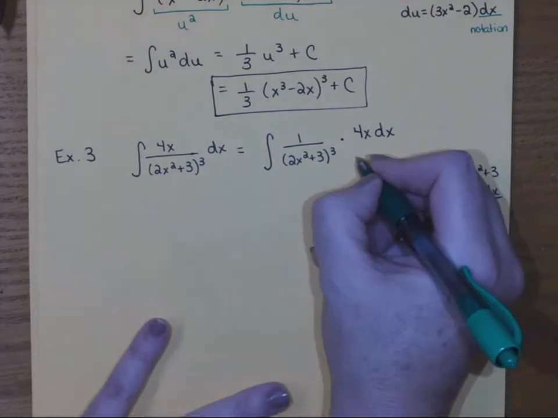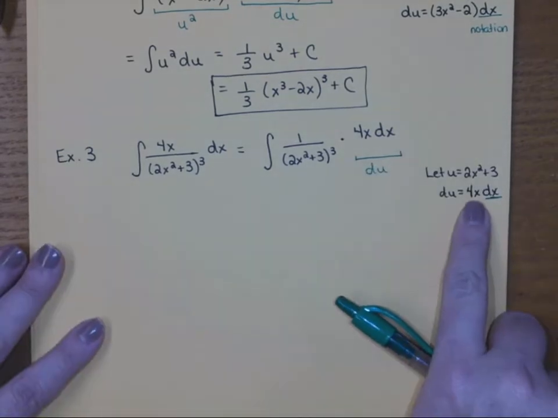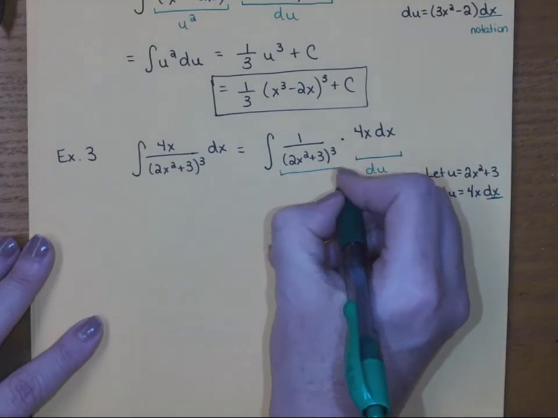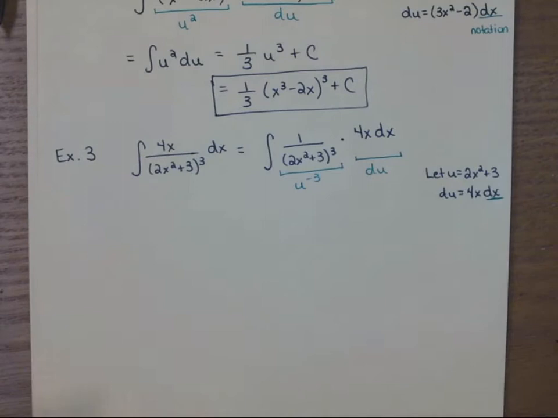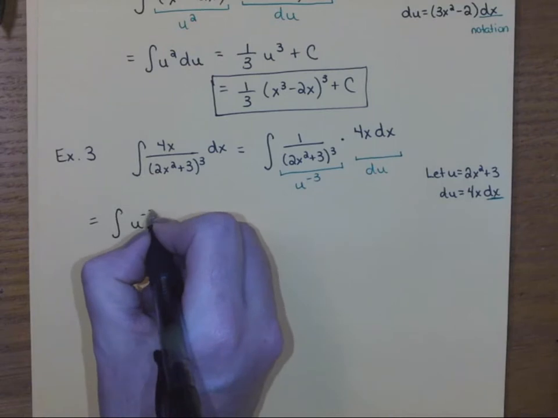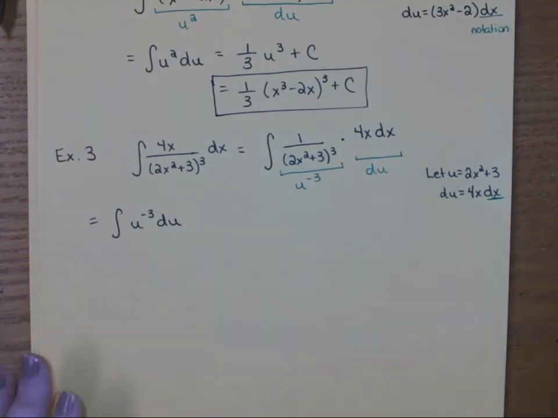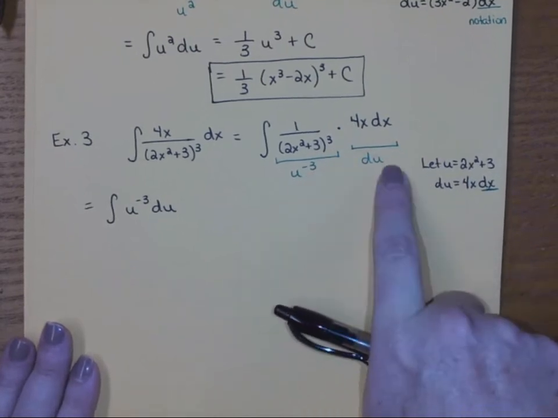All right, so let's see what we have. Notice we have du here, right? That's exactly what du is. And then notice what this would be. It'd be 1 over u cubed, but another way to write that would be u to the negative third. So if I want to solve a simpler integral, and I do, I can just integrate u to the negative third du. Okay, notice there's always two components. There's a u to some power, and then there's a du.